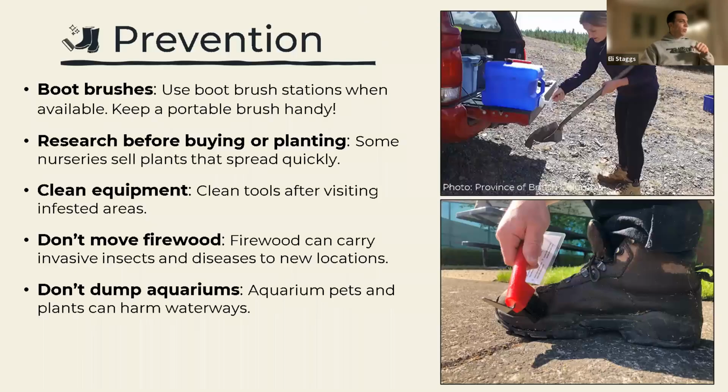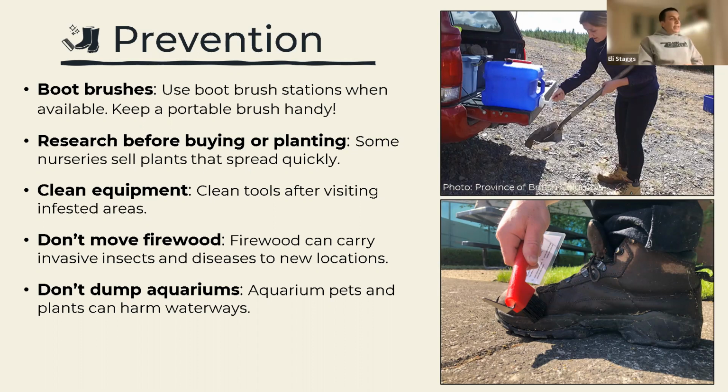So starting with prevention, the biggest chunk of that pyramid, here are some methods of prevention that you can use and implement yourself. Using boot brushes, personal small ones are good to keep in your car, or a boot brush station when they're available, are always important to make sure that you're not spreading the seeds or plant fragments around to new sites. And that's how a lot of new infestations of weeds are started.